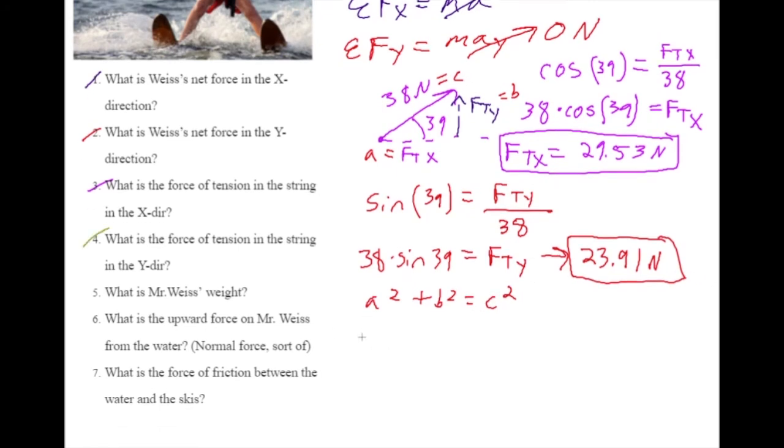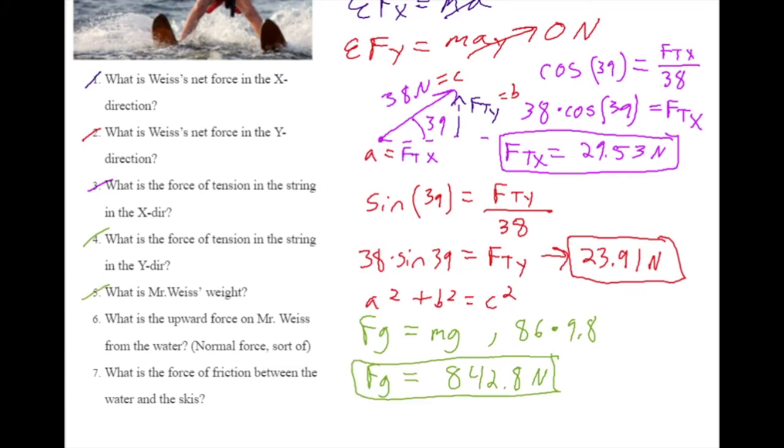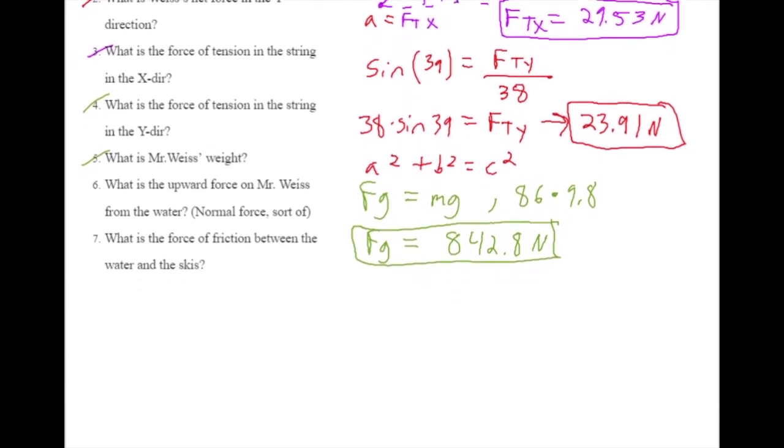Number 5, what is Mr. Weiss's weight? Well, we know how to figure this out. Weight is just mass times gravity. And I said in the problem, my mass was 86 kilograms. Gravity is 9.8 because I'm just on Earth, and Earth has a gravity of 9.8. So multiply those two together, and we find out that force gravity of Mr. Weiss is 842.8 newtons.